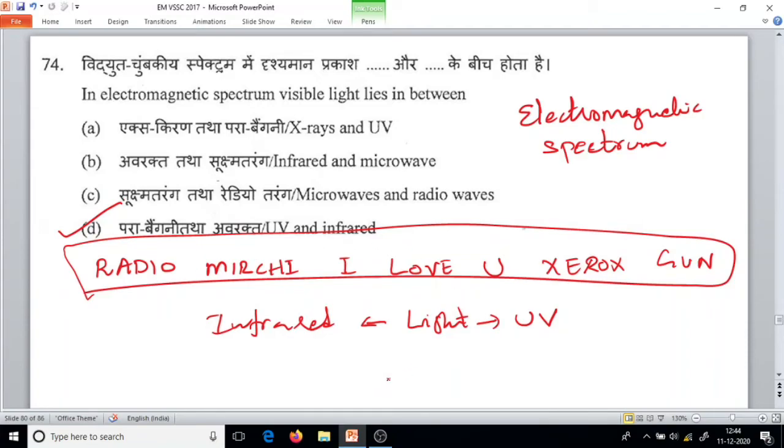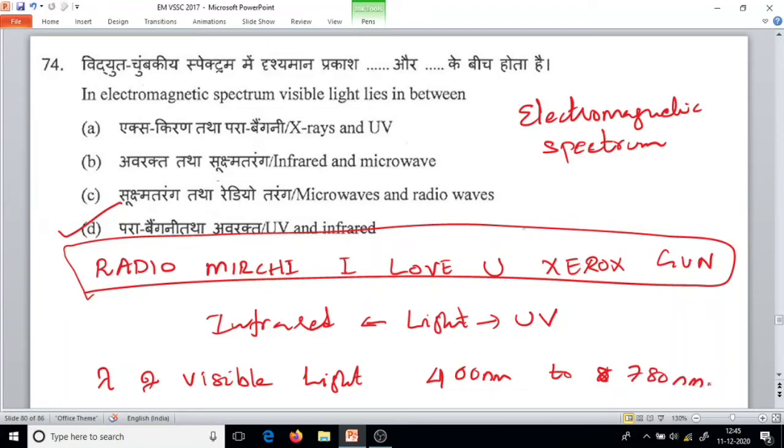And one more thing you have to remember: the wavelength of visible light varies from 400 nanometer to, I think, 780 nanometer. 400 nanometer to 780 nanometer.